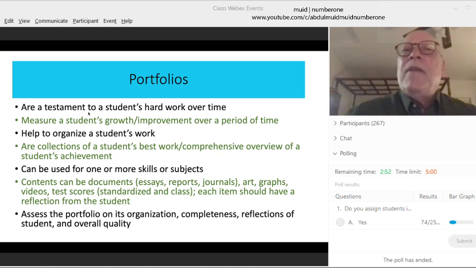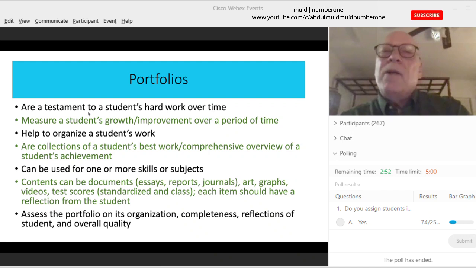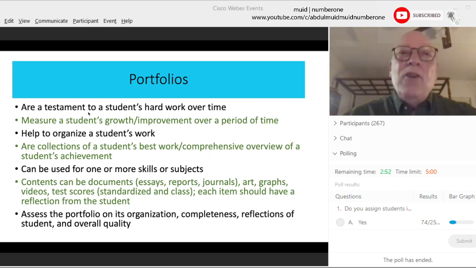In schools, giving somebody a portfolio really helps both you and the student's sponsor or parents get a real good sense of what the student has accomplished within a class. So they're a testament to the student's hard work over time. They measure a student's growth and improvement over a period of time. So you can look at a portfolio. What goes in the portfolio is the student's best work, their scores, different things.